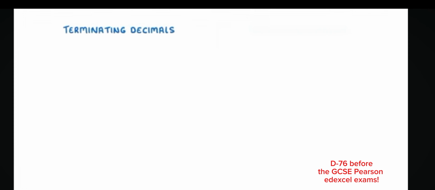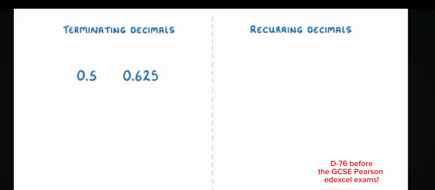Now, terminating and recurring decimals are both examples of rational numbers, but they are two different things, and you need to understand what that difference is. Terminating decimals are numbers like 0.5 or 0.625, which have a limited number of decimal places. For example, 0.5 only has one decimal place, which is the 5, and 0.625 has 3 decimal places, the 6, the 2, and the 5.